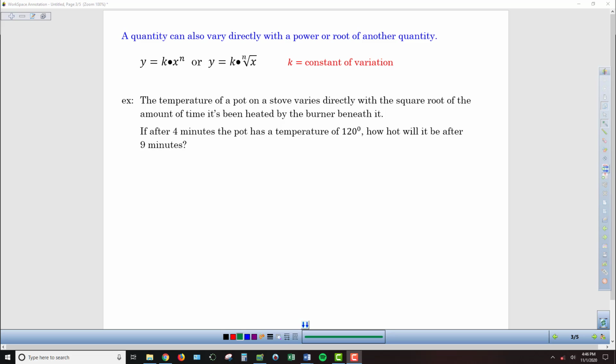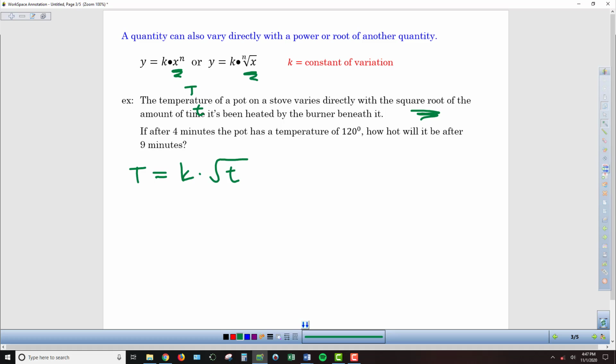As mentioned briefly earlier, we can also have direct variation with an exponent on one of the variables, like x to the n, or a square root, or a cube root, or something like that. So we still have a direct variation relationship, it just happens to not be linear. In the example in front of us, the temperature of a pot on a stove varies directly with the square root of the amount of time that it's been heated. So we can say T equals K times the square root of the amount of time.